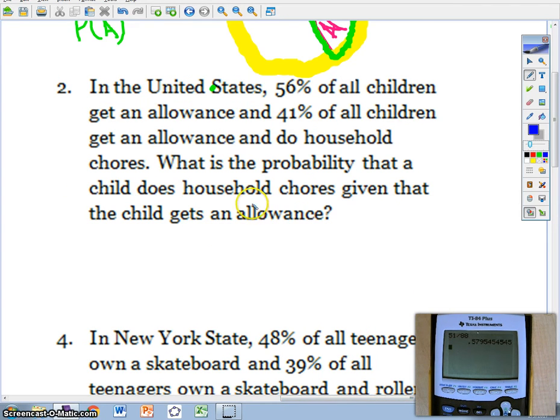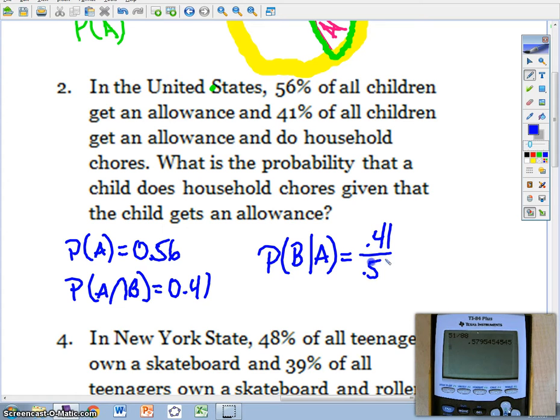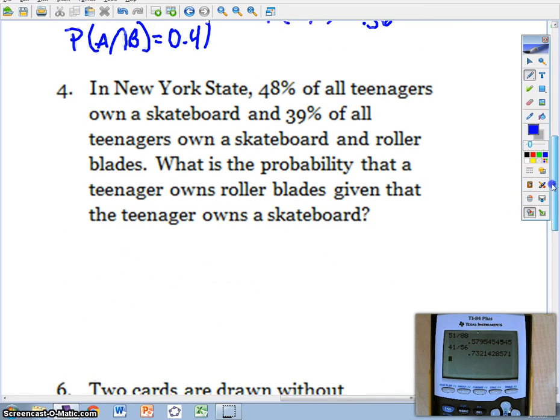All right? Same thing over here. If 56% of all children get an allowance, 41% get an allowance and do household chores. So again, the probability of event A occurring is 0.56. The probability of A intersect B is 41%. And the probability of event B, given that event A is occurring, is just 0.41 over 0.56, and I forgot what that was, but it's a little over 73%. All right, we're making progress.